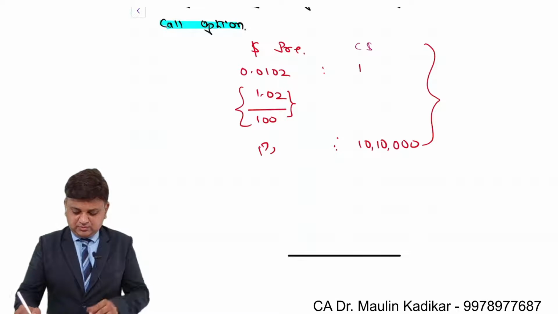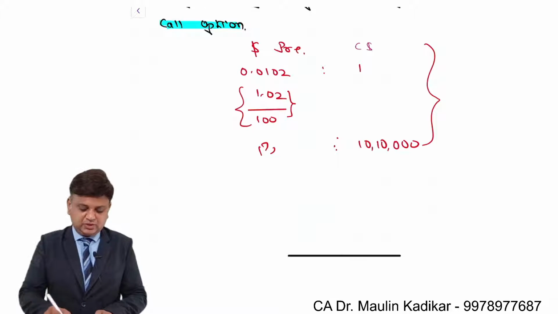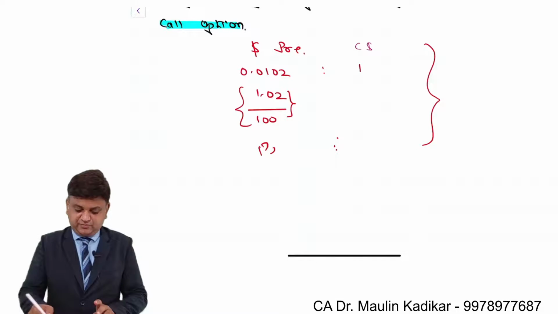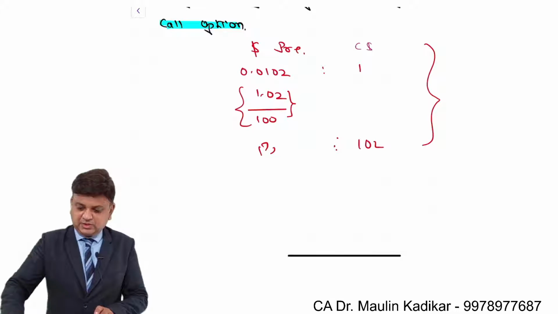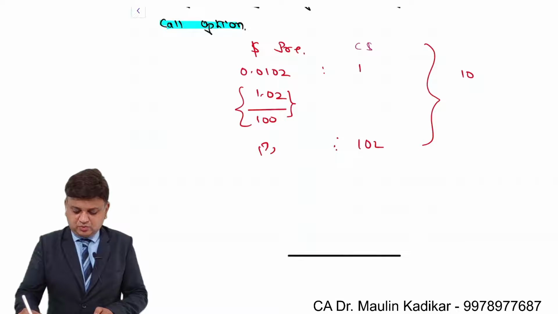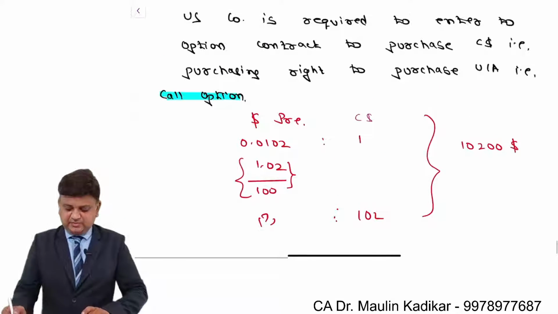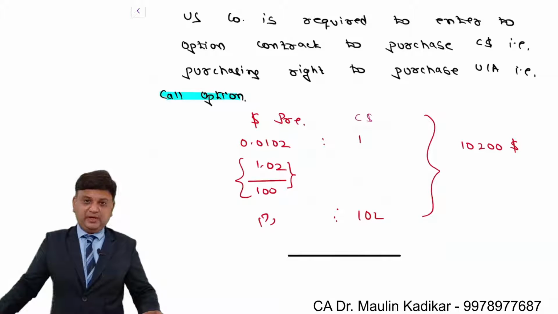So this is the premium which is required to be paid in dollar currency. I'm sorry, it is 10 lakhs, because the 20 is the number of contracts. So 0.0102 into 10 lakhs. That comes to 10,200 US dollar. That is the amount of the premium which is required to be paid.